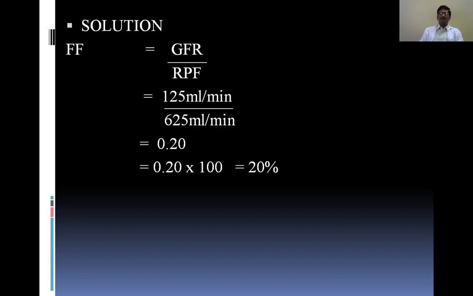Filtration fraction is equal to GFR by RPF, putting in those values. GFR is the inulin clearance value, RPF is the PAH clearance value. So it comes to about 0.2. That means 0.2 is the filtration fraction. In other words, per 100 ml, about 20% of the total plasma flow is being filtered at the glomeruli as GFR. That's what the value gives. So the normal value is also about 0.2, or in other words 20%.